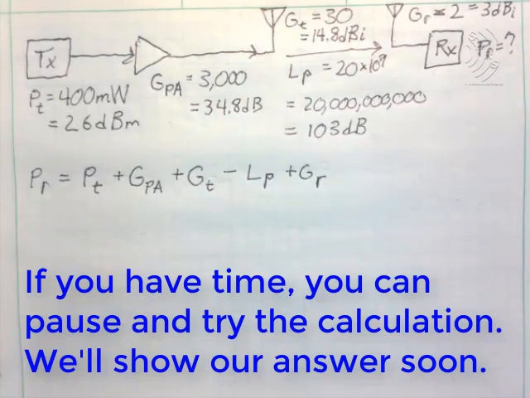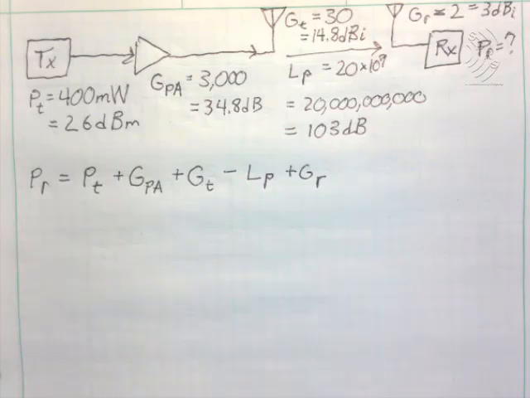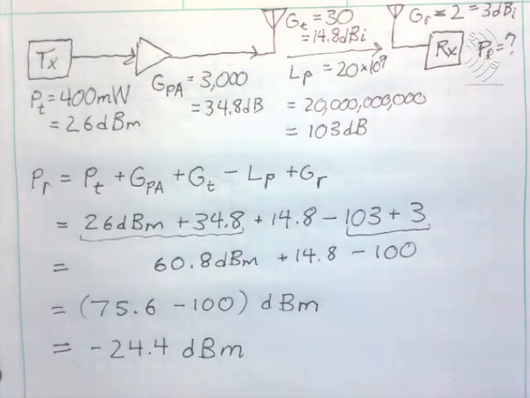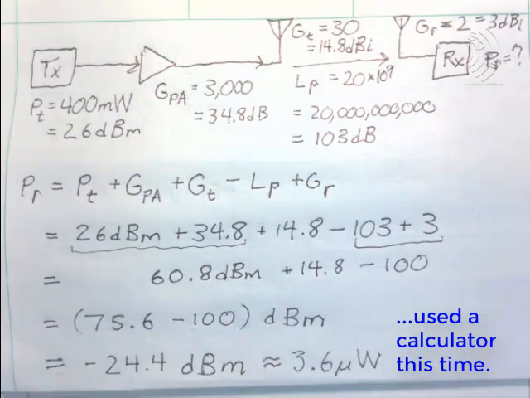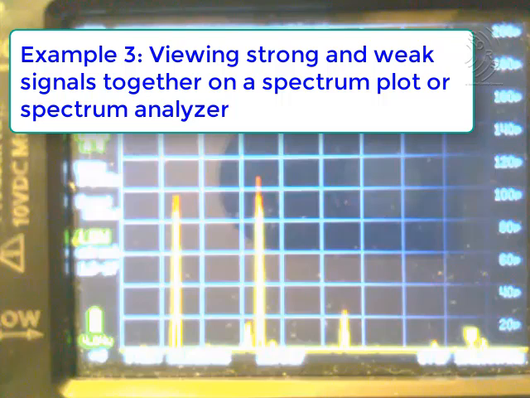We'll pause briefly so that you can do the calculation yourself. I'll do the calculation too, and we'll see whether our answers match. Welcome back. This is the value that I got in dBm. Now, we still have to convert this back to milliwatts, and for that we might want to use a calculator. However, we might be able to perform an approximate conversion back to milliwatts without a calculator. We get 3.6 microwatts.